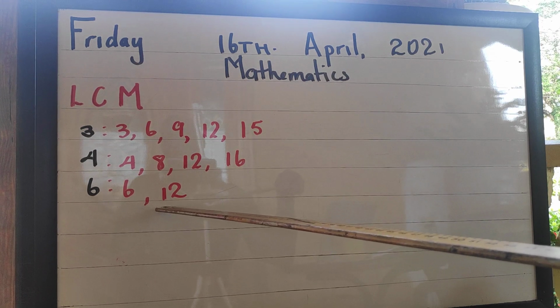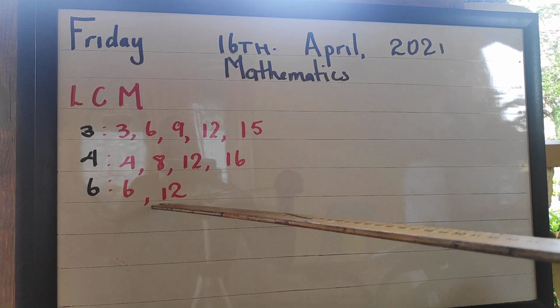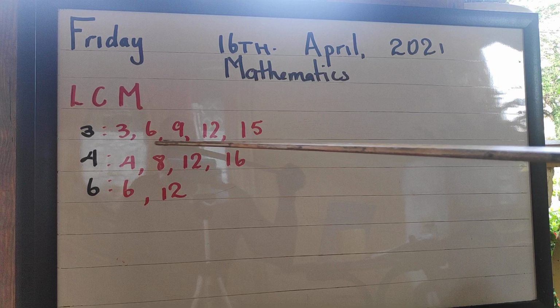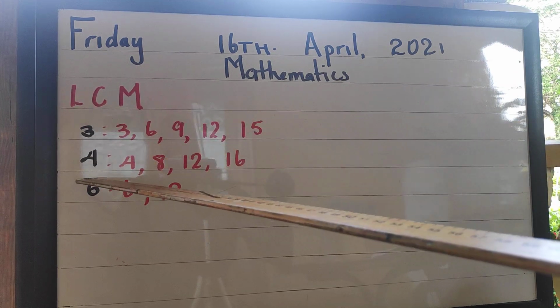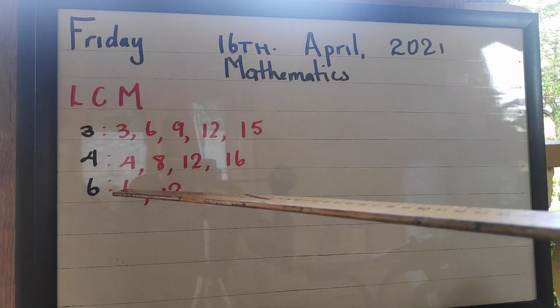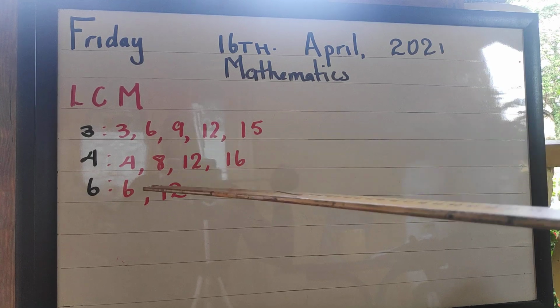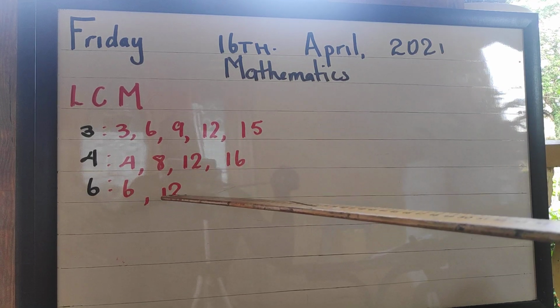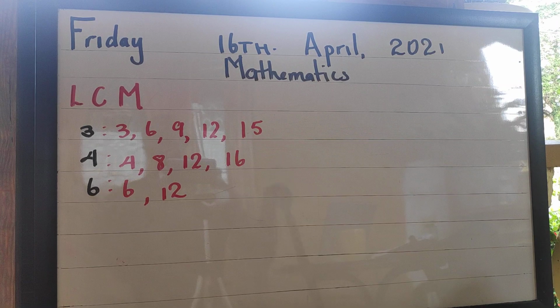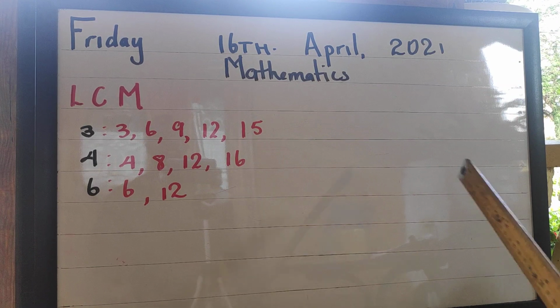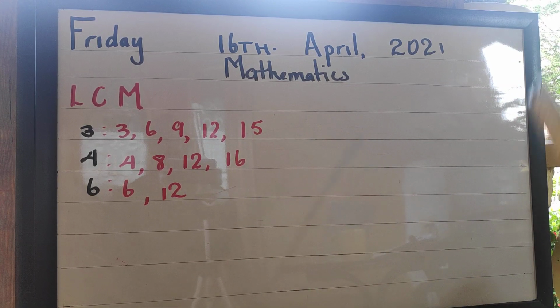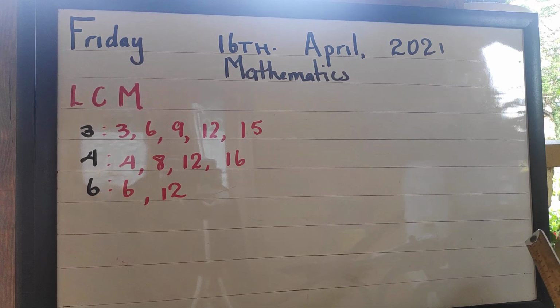By reaching 12, we could stop because we could see that the lowest common multiple will be 12 here, 12 here, 12 here. So the LCM of 6, 4, and 3 is equal to 12. We don't need to go any further because we got 12, we got 12, we got 12. There are more common multiples, but we are looking for the lowest common multiple. Alright? The lowest multiple that is the same in all three numbers.